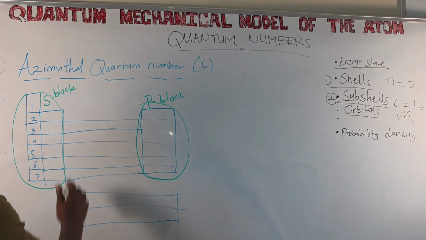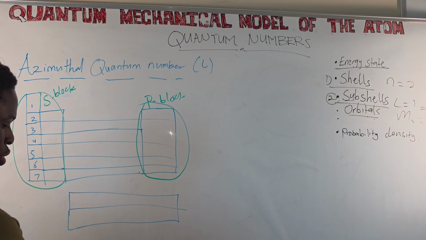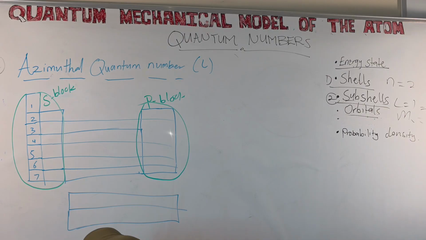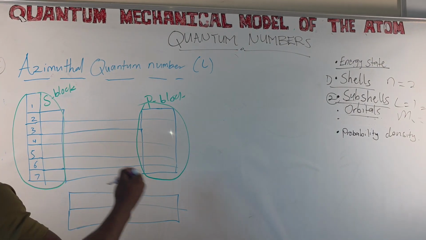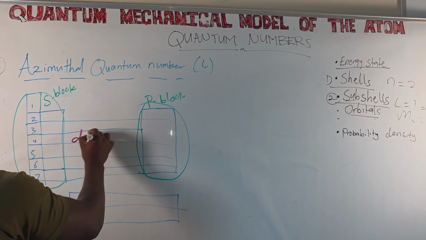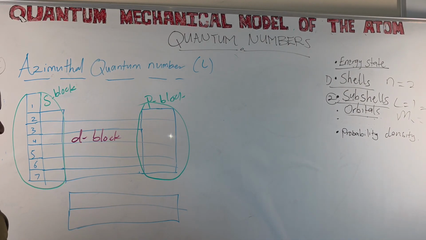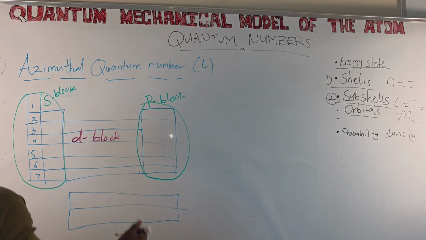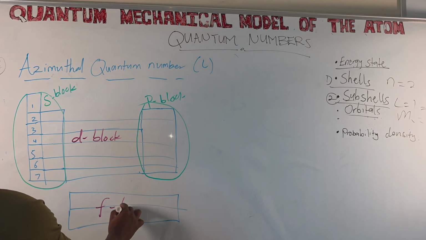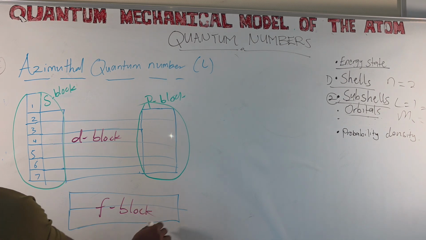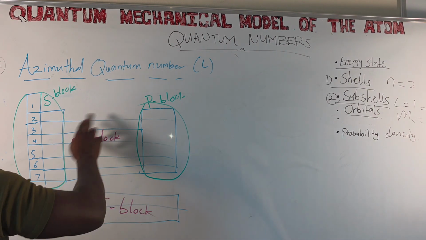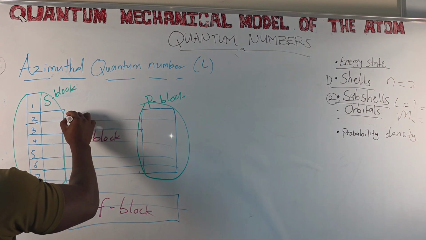Now in the middle here is the D block. And then down here, the notorious lanthanides and the actinides are nothing but the F block.